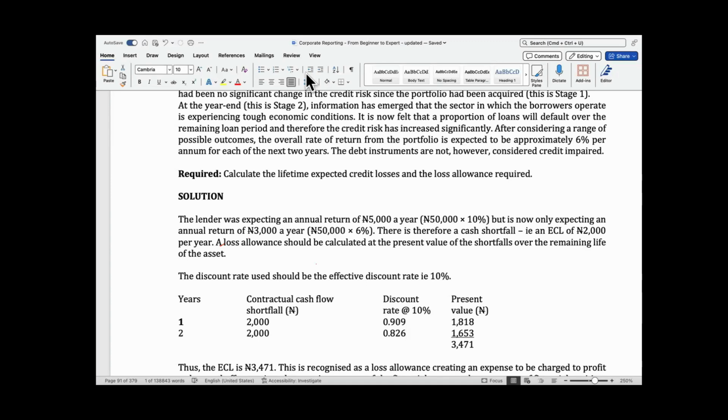Instead of doing 1, 2, and all of that, since they are the same amount, you can just use annuity factor. It will just give you 3,471 straight. Yes, you can do that. That's very correct.